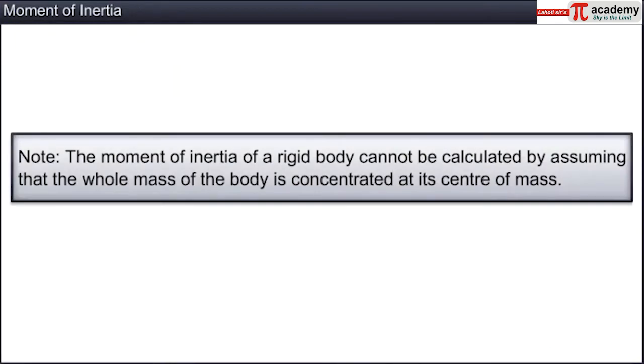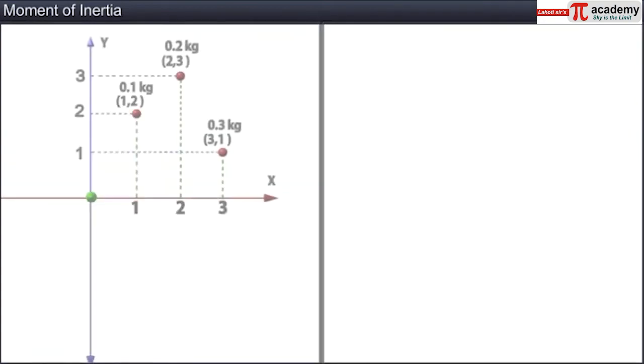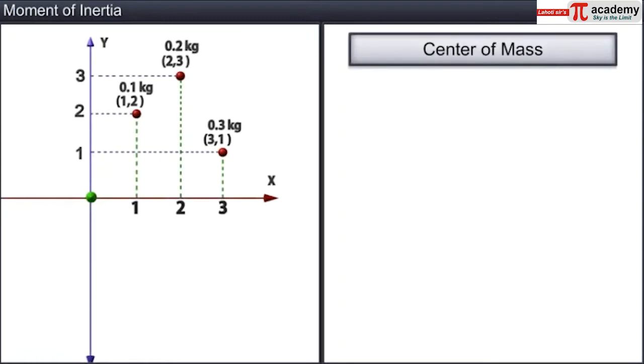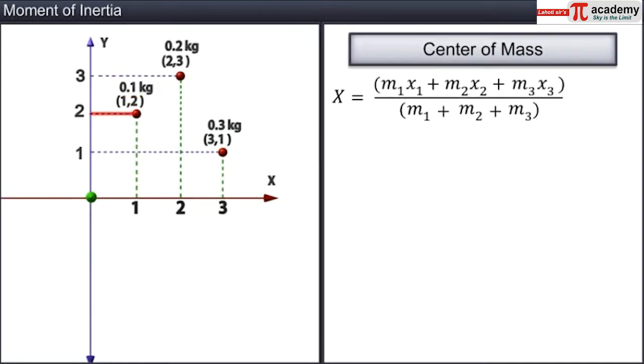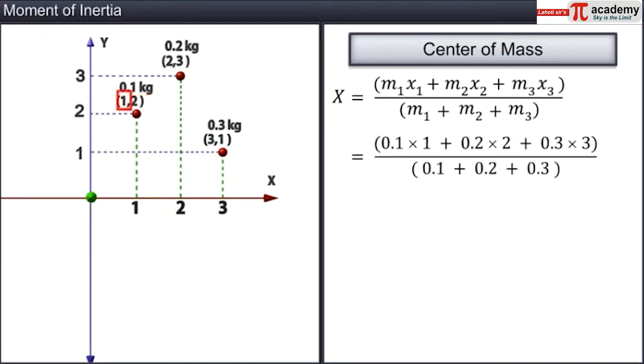Note, the moment of inertia of a rigid body cannot be calculated by assuming that the whole mass of the body is concentrated at its center of mass. For example, the center of mass of the system of particles discussed earlier is x equal to m1 x1 plus m2 x2 plus m3 x3 by m1 plus m2 plus m3, which is equal to 0.1 into 1 plus 0.2 into 2 plus 0.3 into 3 by 0.1 plus 0.2 plus 0.3, equal to 2.33.